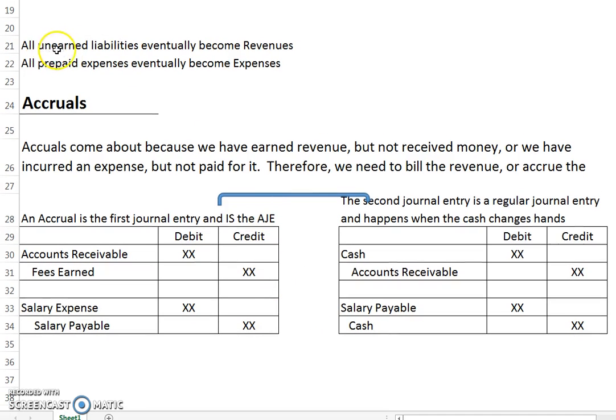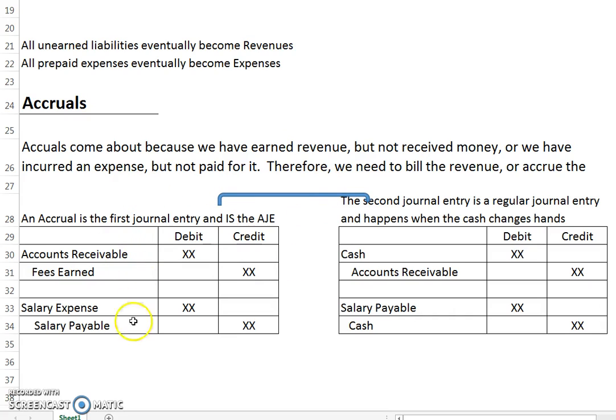And I made a little note here. All unearned liabilities eventually become revenues, and all prepaid expenses eventually become expenses. All right, accruals. This is where we have earned the revenue, but we didn't receive the money yet, or we have incurred an expense, but we have not yet paid for it.